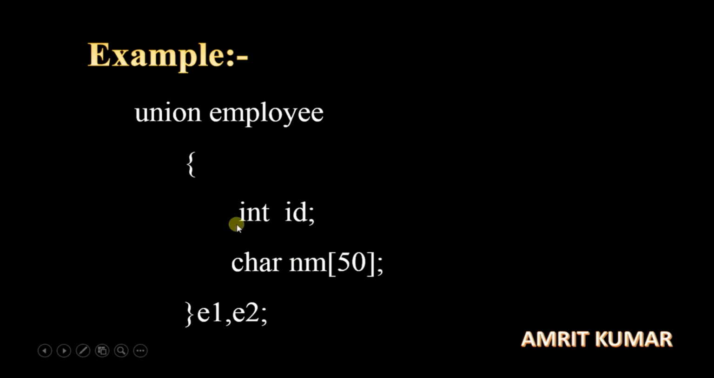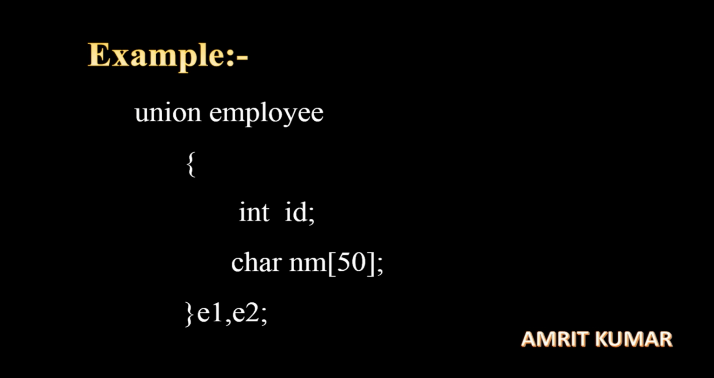So if I say that integer size is 2 byte and character size is 1 byte, therefore the union's size is going to be the maximum size of its data types. Therefore 2 byte is the size of the union. 2 byte is the size of the union. Okay, so this is a very important part about the difference between the union and the structure.